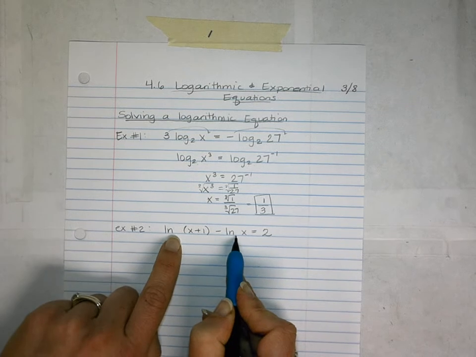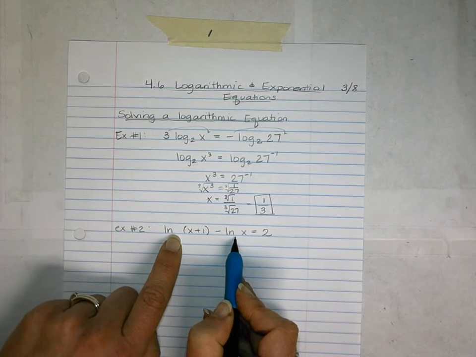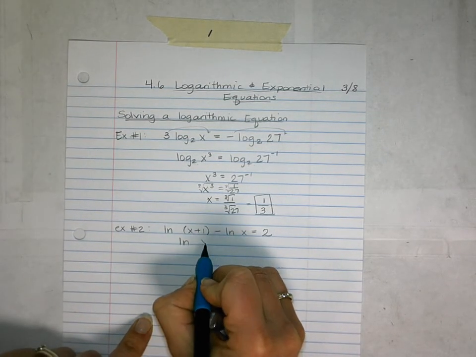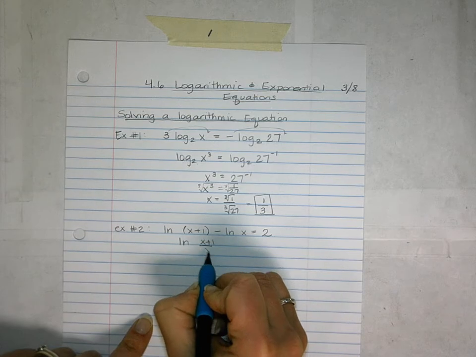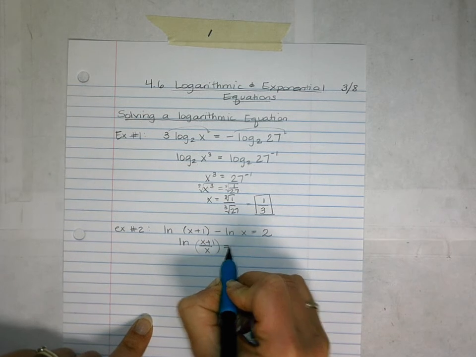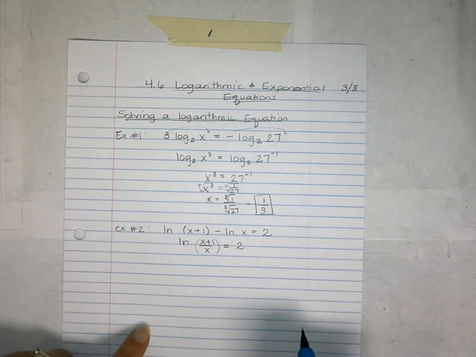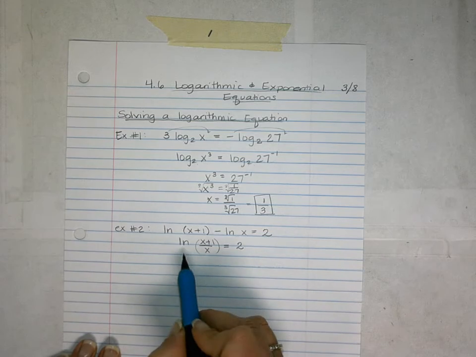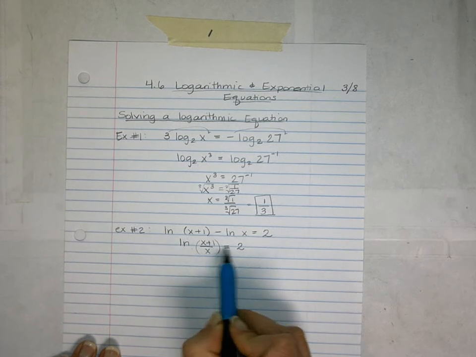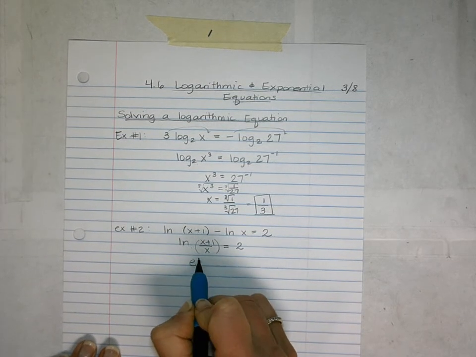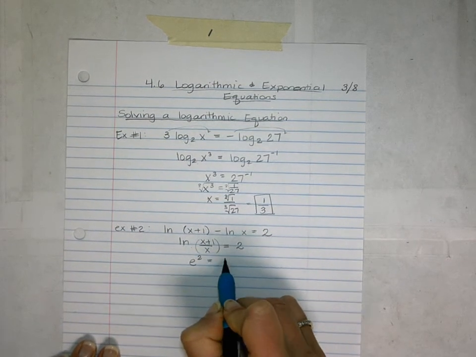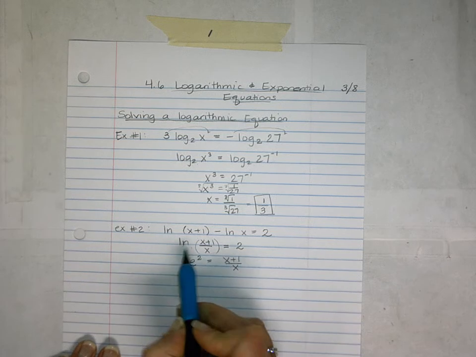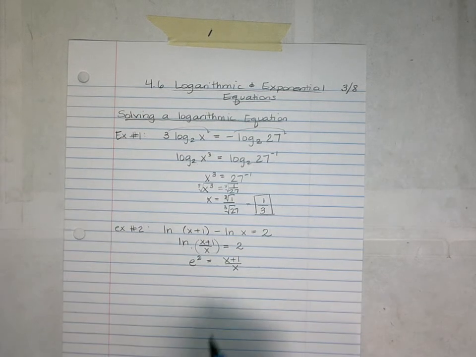If we know that they have the same base, natural log is log base e, and it's a subtraction problem, this is really the same as saying the natural log of (x plus 1) over x, and that still equals 2. Then we can put this back into exponential form. This is saying log base e of this equals 2, which is the same as saying e to the second power equals (x plus 1) over x, right? Because this is log base e, we can turn it into an exponential.